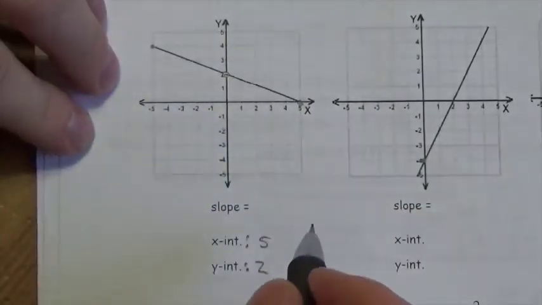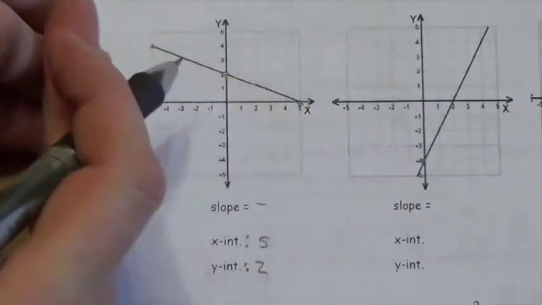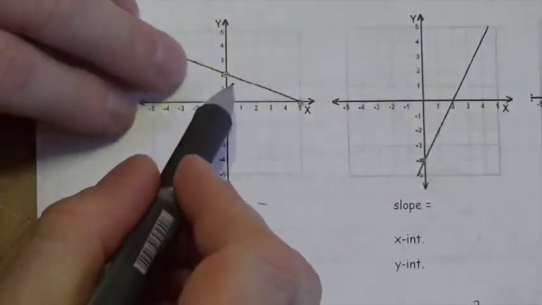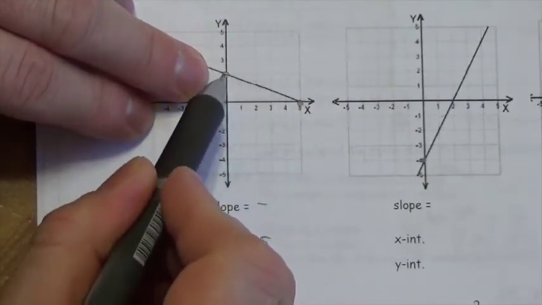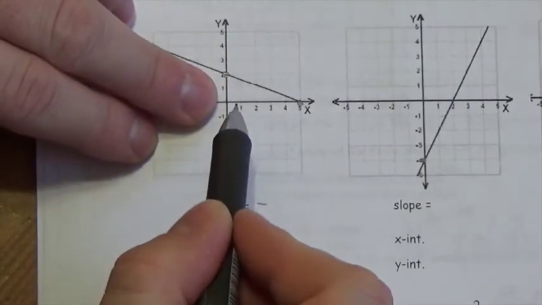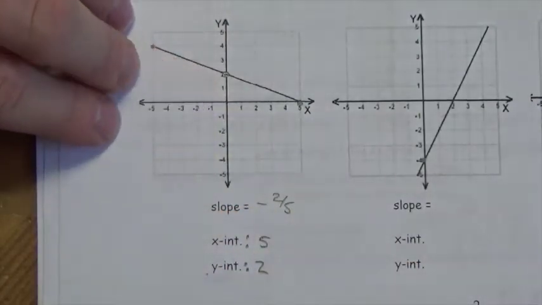And now I can tell you something about the slope here. Well, first of all, I know it's going to be negative because I see that it's dropping to the right. I always read it left to right. And I'm dropping by how much to go from this point to this point? Dropping 2 for going over 1, 2, 3, 4, 5. So negative 2/5 is my slope.